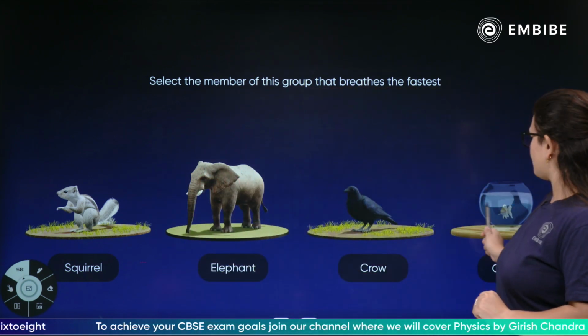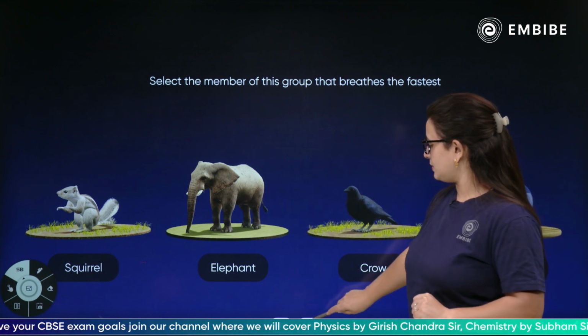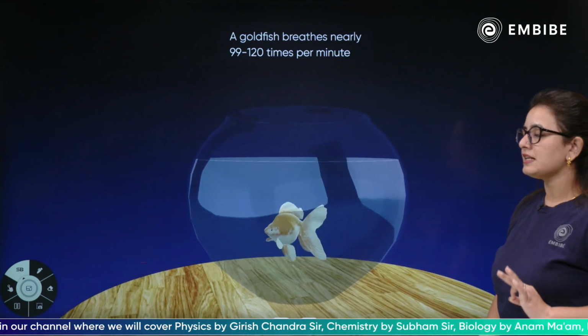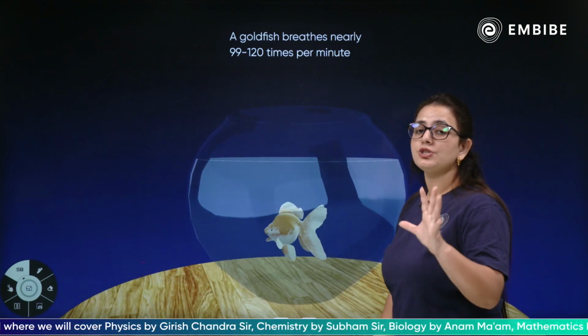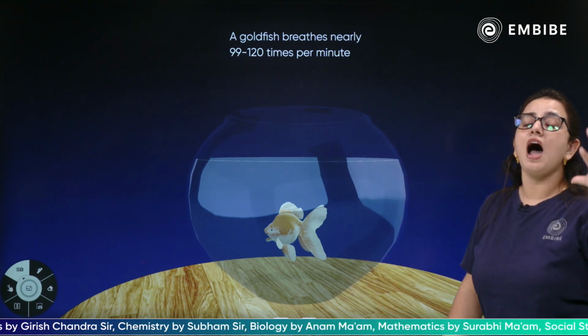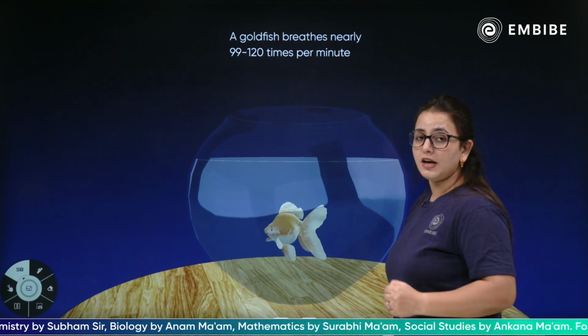What do you think among all of them would have a faster rate of breathing? Just select the member. As we move forward, children, this is the correct organism. The aquatic animals which take oxygen from the water will definitely have a higher rate of breathing. Yes, they do have a higher rate of breathing.